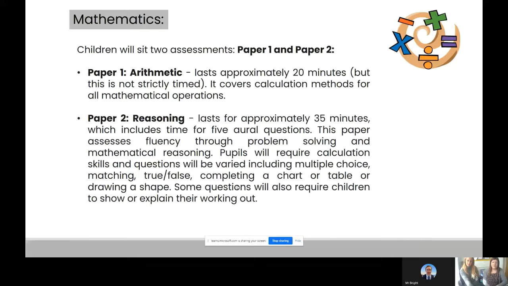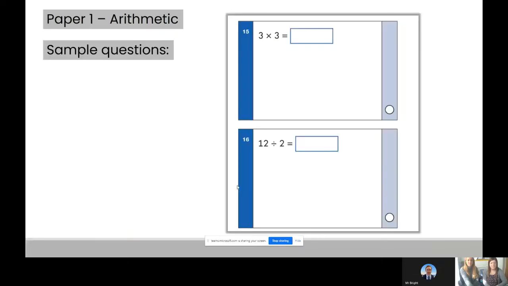Paper 2 is the reasoning paper. Now in this paper there's a lot of problem solving, and you will just be able to pause there and have a little read of the things that your child should be able to do in order to be successful at this paper. Again, it says 35 minutes, but please don't worry about that. And there's also just some oral questions at the beginning, which they just listen carefully and they write the answers to.